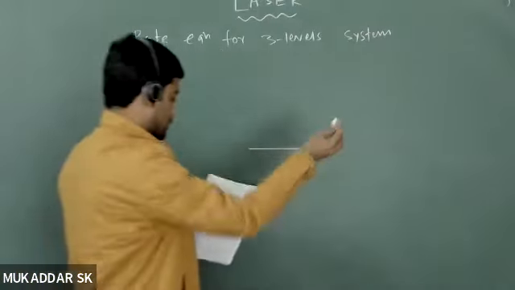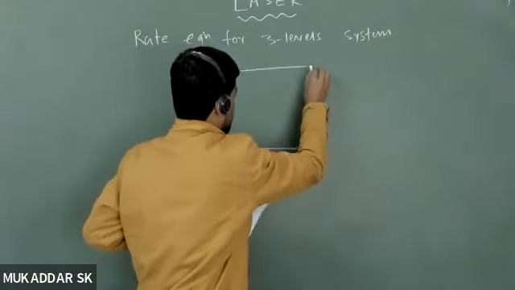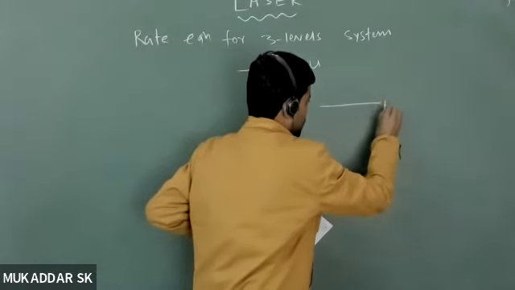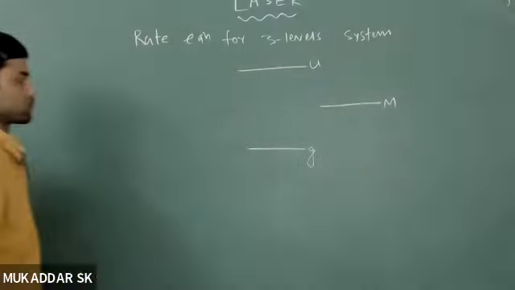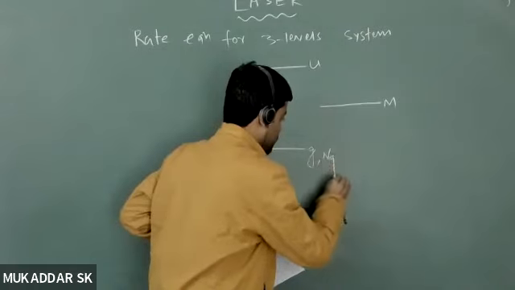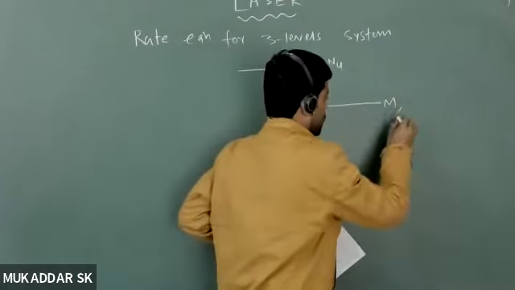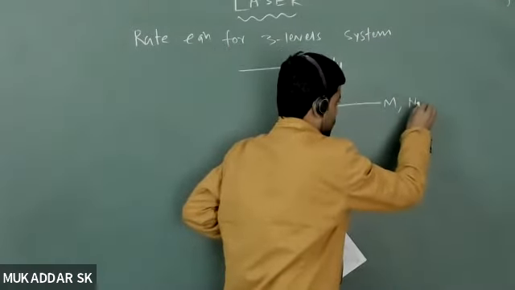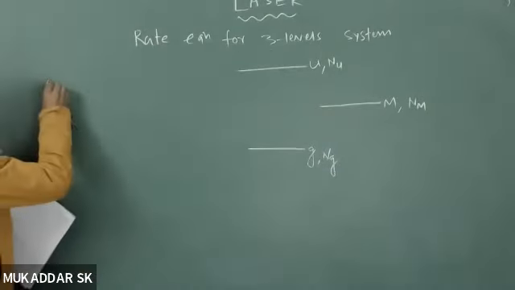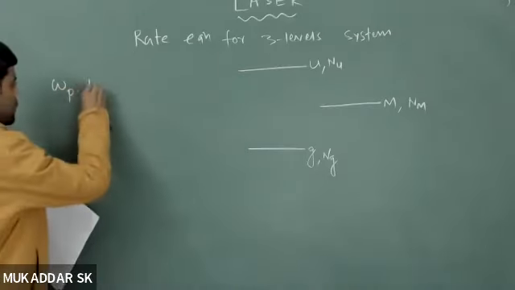Let us assume this is your ground state level. Then you have an upper state and you have a metastable state. At the ground state, that is Ng. At the upper state, that is Nu. And for the metastable state, it is Nm. And again, I'll define the WP, the pumping rate.